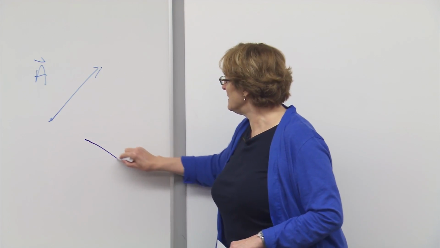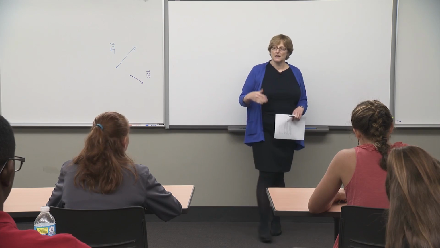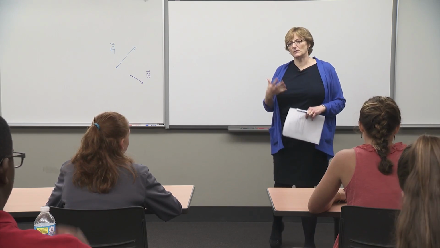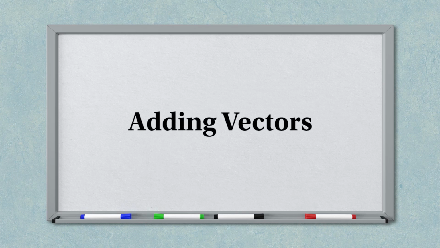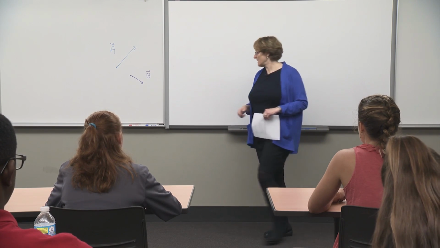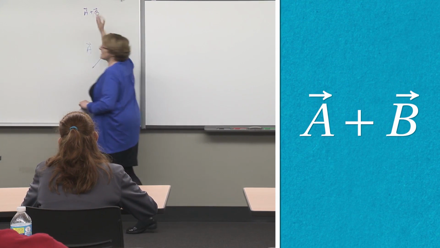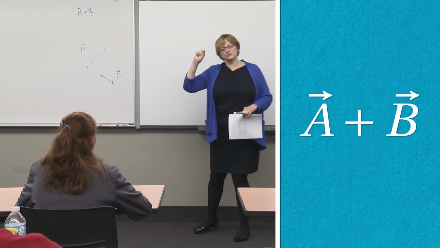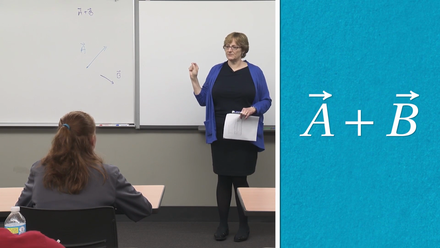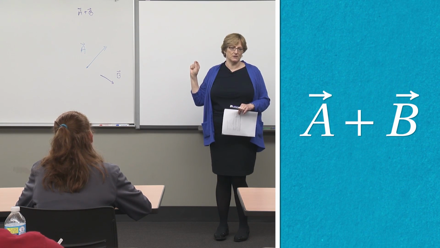Okay? Let me draw another vector, B, in a different direction and with a different length. And now let's talk about how to combine these vectors. So suppose I ask you to add A plus B. Okay, the operation is A plus B. What does that mean? That means I follow instruction A and then I follow instruction B. Okay, and the sum of those two vectors is the net instruction.